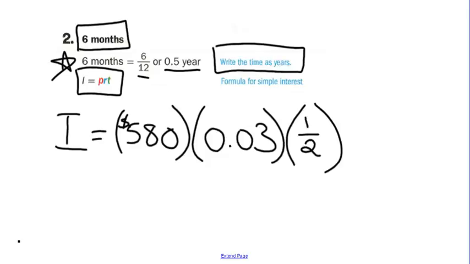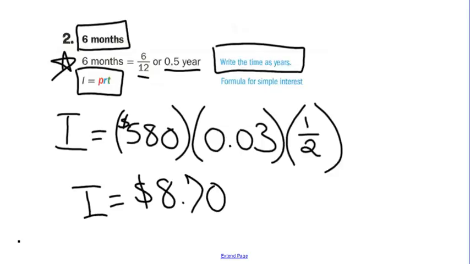All right, and then we multiply them all out. 580 times 0.03 times 1/2, that gives you a total of $8.70. So in this case, Arnold earned $8.70 because the amount of money he had was only in there for half a year as opposed to the 5 years that he had in before.